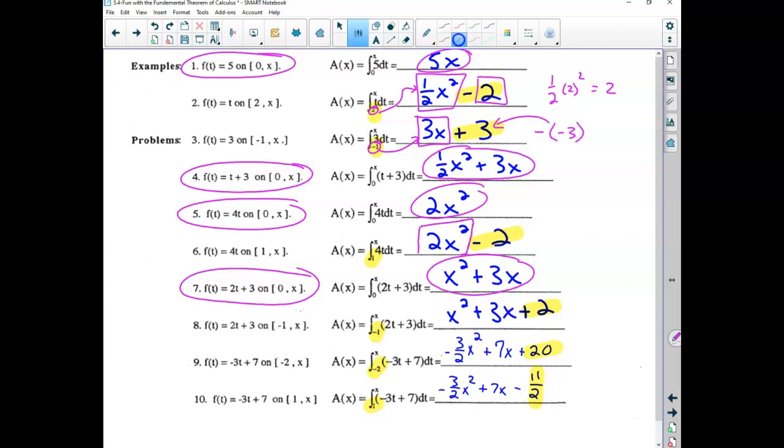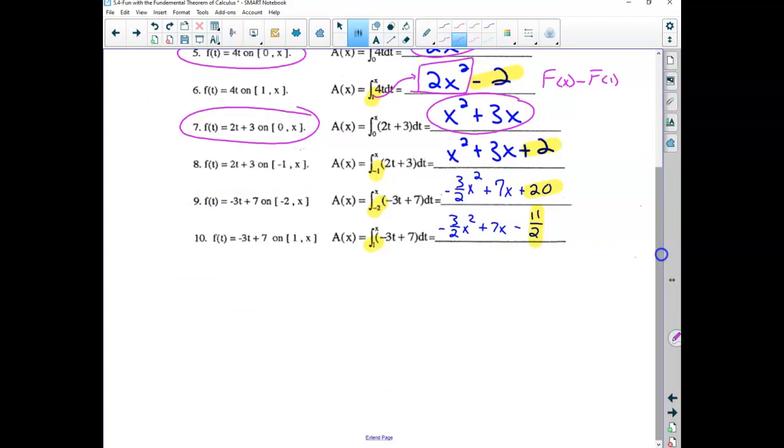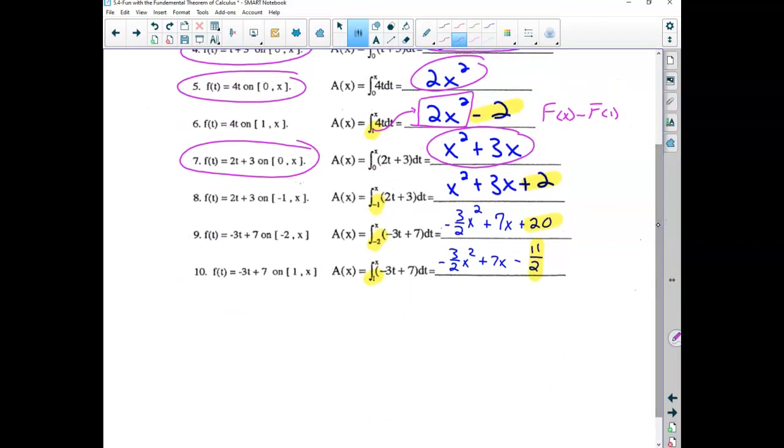Here's my algebraic portion. Let's put a 1 into that. That's going to be 2 times 1 squared, that gives me minus f of 2. So what we're saying is it's big F of x minus big F of 1, where I'm putting it into my algebraic part. And it works all the way down the line. So that is our second fundamental theorem.